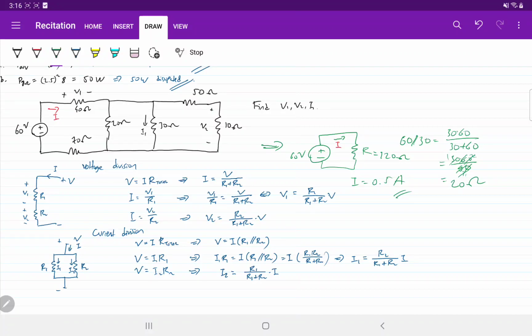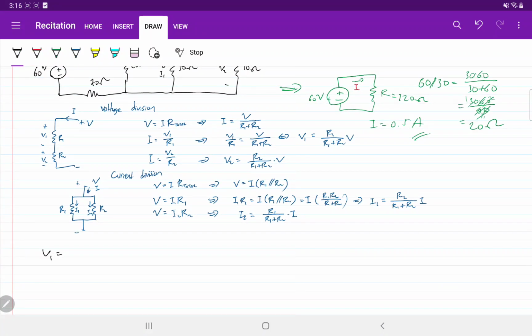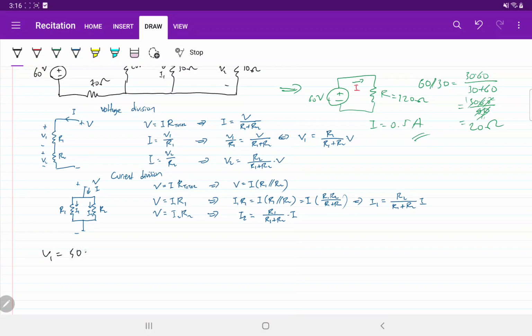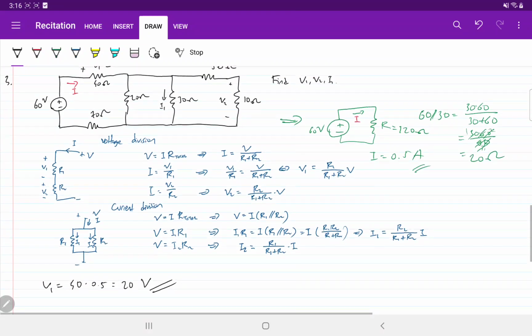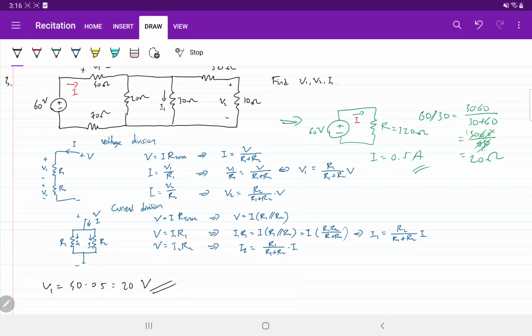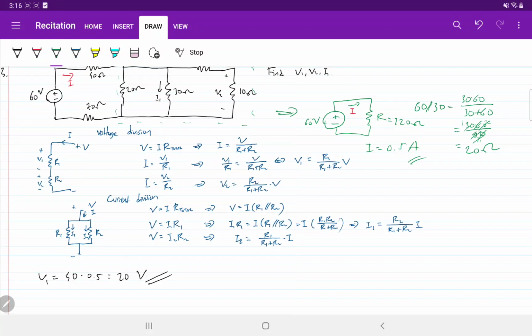Okay, we know I. So what is V1? V1 is 40 times 0.5, right? V is resistance times current. 40 times 0.5 is 20 volt. That's your V1. Okay, next, the current flowing through this is also I, right? So it's still 0.5 amps.